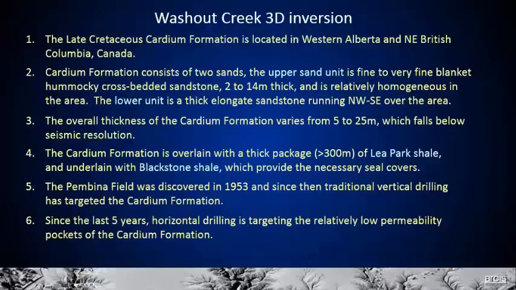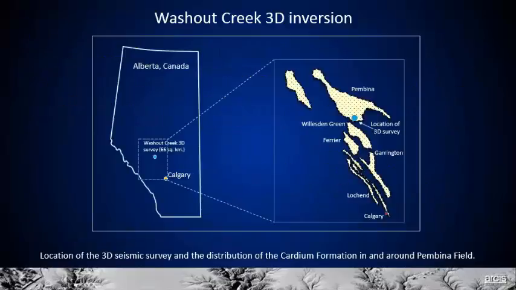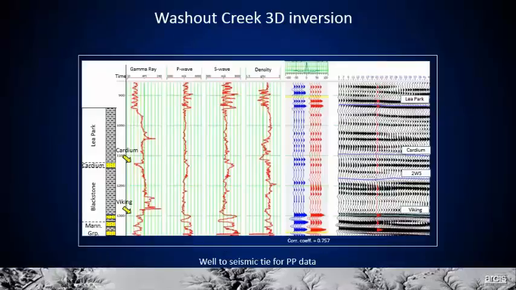But we are talking about this Symposium formation, and its thickness varies from about 5 to 25 meters in the zone of interest. Above this, we have the Leopard shale, and underlying is the Blackstone shale, and you'll see these on the next set of slides. You see here, this is the location of the survey, and this is what we are talking about, the Pembina field, and the southern tip of that is where we have the survey.